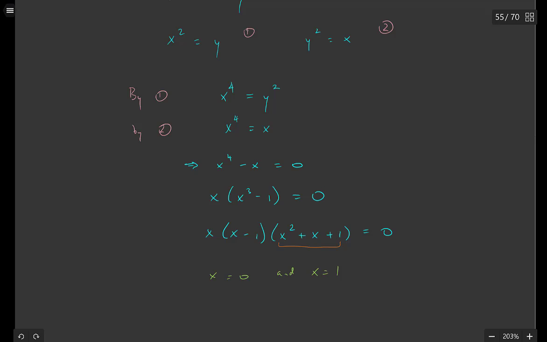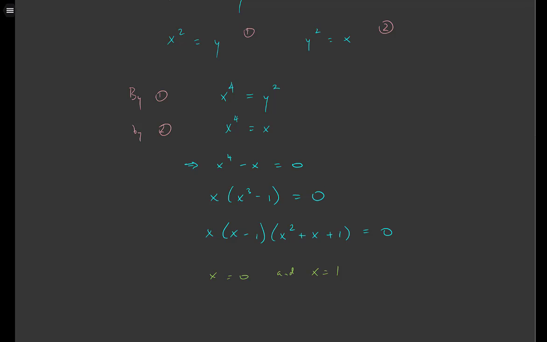This quadratic here is irreducible. If you were to try and find the roots of this, in your quadratic formula you'd have the discriminant term, the square root of b squared minus 4ac. In there you'd have b squared, which is 1, minus 4 times 1 times 1, so you'd have the square root of minus 3. So there's no real-valued solutions to that quadratic term. In other words, we can just ignore that piece. Our only solutions are x equals 0 and x equals 1.